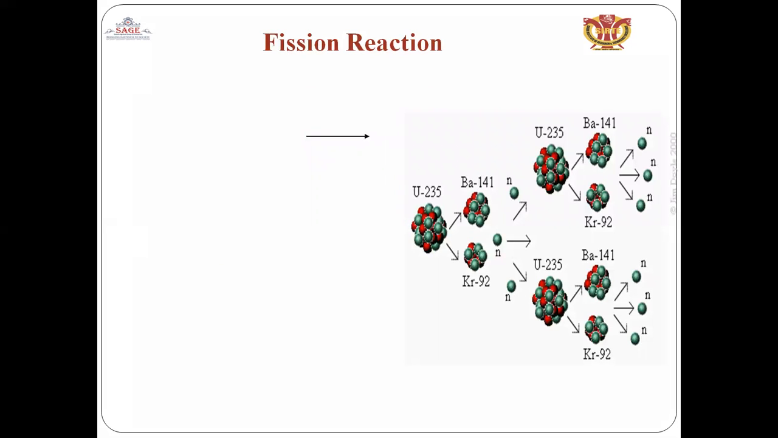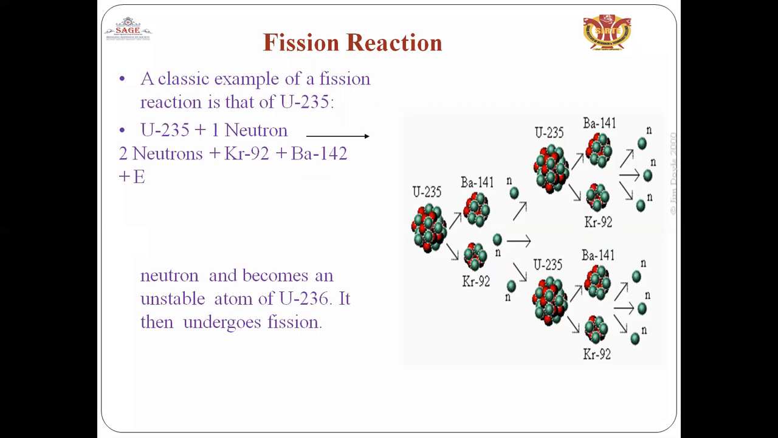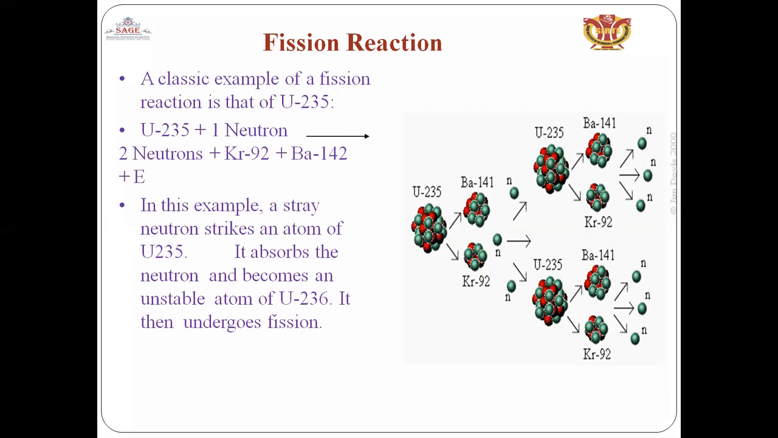So this is the fission reaction, already studied in lower classes of school. A classic example of the fission reaction is that of uranium-235. This is the nuclear reaction, or the nuclear fission reaction. It is converted into barium and krypton: barium 141 and krypton 92. And subsequently some neutrons are also produced after bombarding the uranium-235.